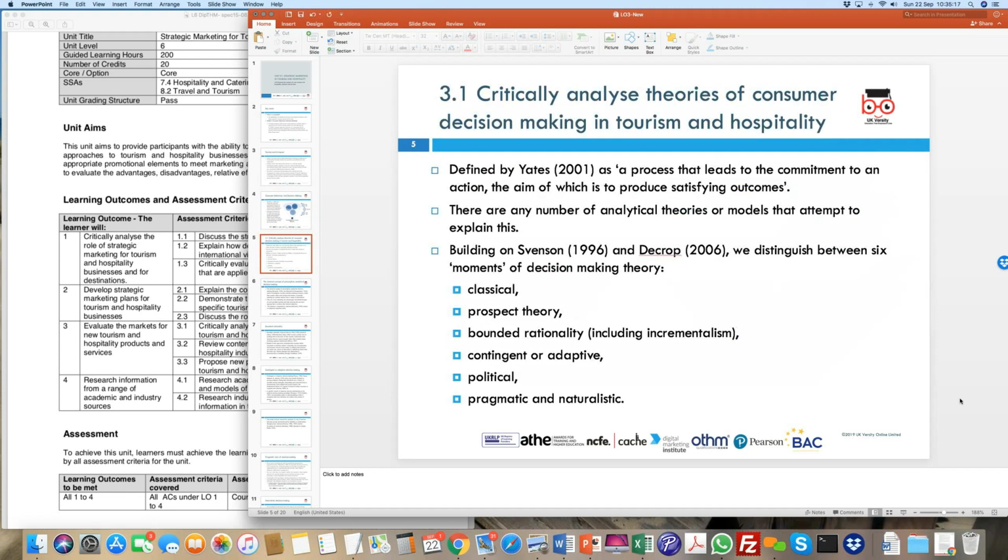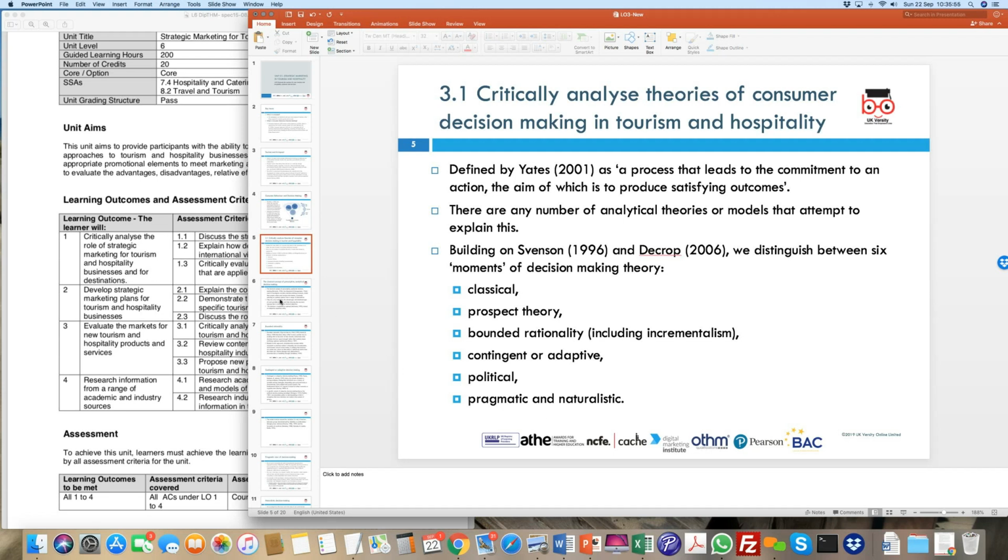Right. So let's look at understanding some of the 6 different types of theories which have been proposed over the years within this sector, which relate directly to consumer decision making and consumer behavior within the tourism and hospitality sector. There are 6 different types of theories. One is the classical prospect theory. The other is bounded rationality theory. There is contingent and adaptive theory. There is political and pragmatic, and then the last one is naturalistic theory.